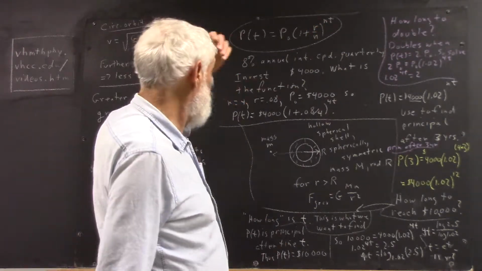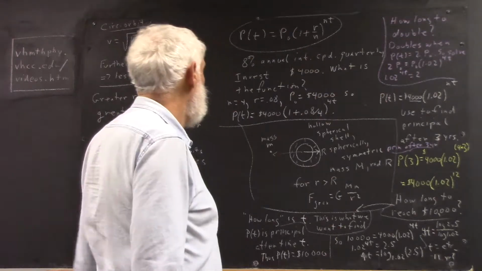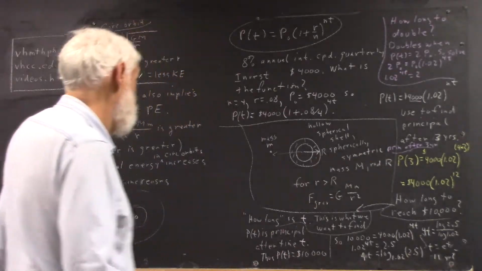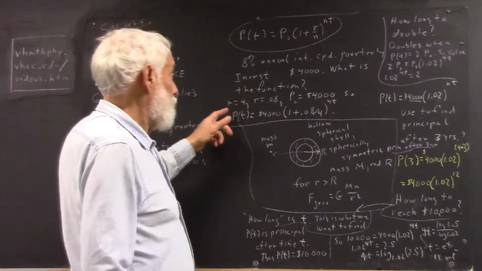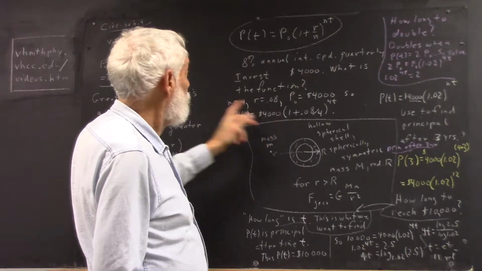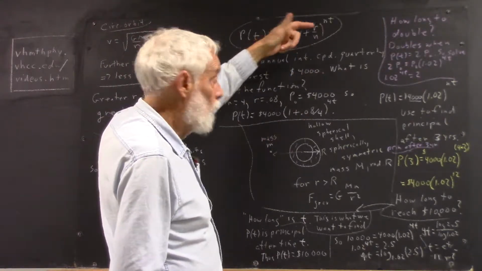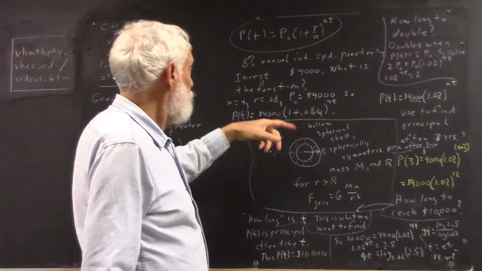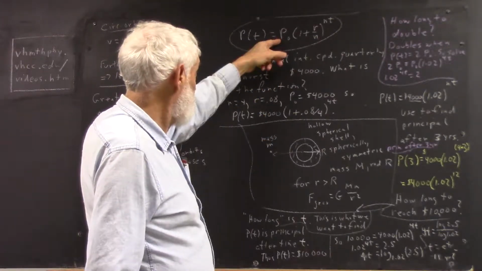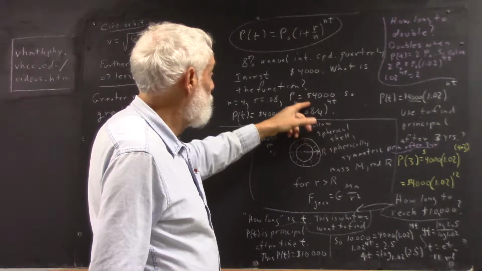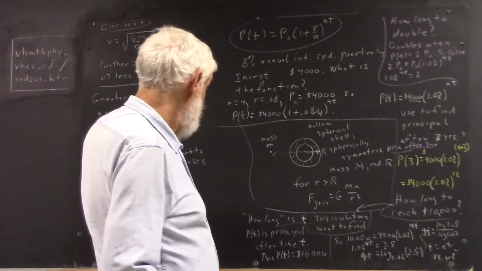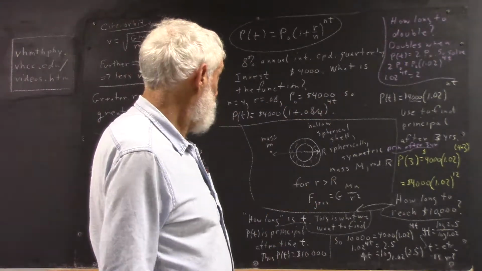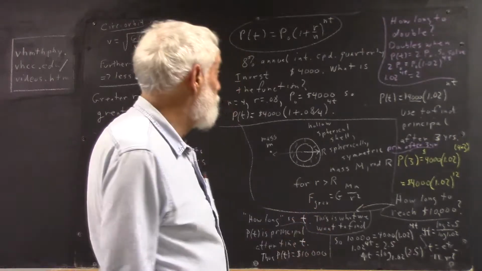So, for example, 8% annual interest compounded quarterly, and you invest $4,000. What's your function? Well, n is the number of times you compound, R is your interest rate, which is 0.08. So we can immediately write down the function. It's principal $4,000, that's your P naught, times 1 plus 0.08 over 4, raised to the 4t. We very recently developed that idea in class.